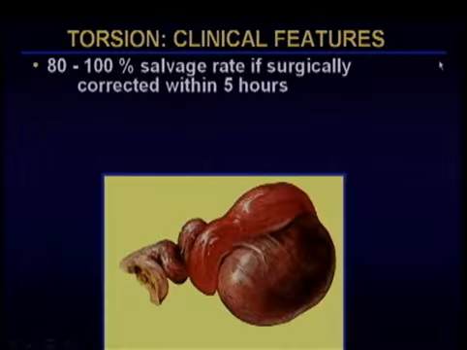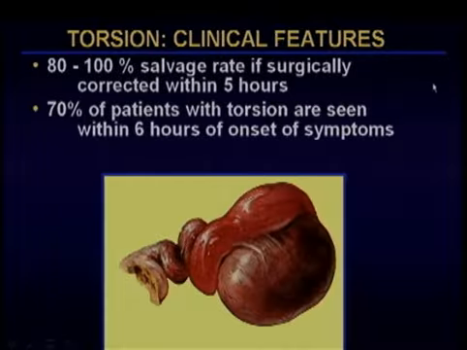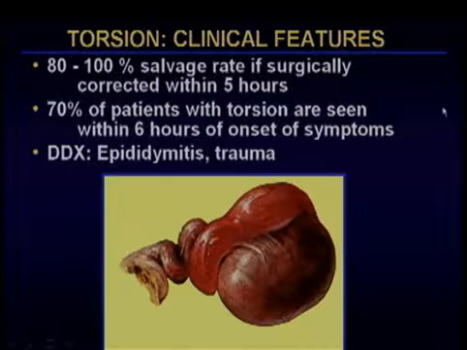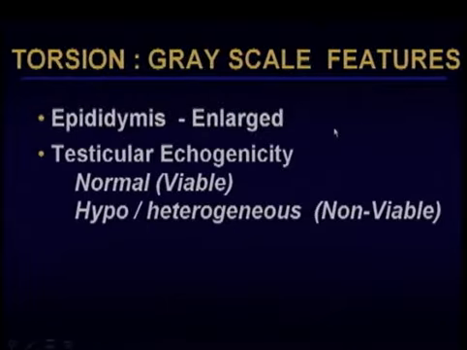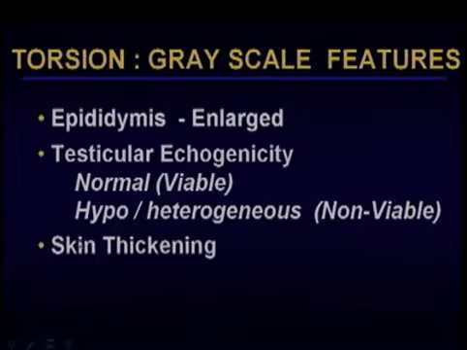Well, what are the features of torsion? Obviously, it's acute pain, and most people will come to seek help rather quickly, within about 6 hours, following the onset of their symptoms. And if we can operate in that golden period, which is considered about 6 hours, often the testis can be salvaged. The epididymis is typically enlarged, and the testicle may have a normal or an abnormal appearance. And typically, when it's abnormal in appearance, that means you're beyond that golden period where you can salvage the testis.